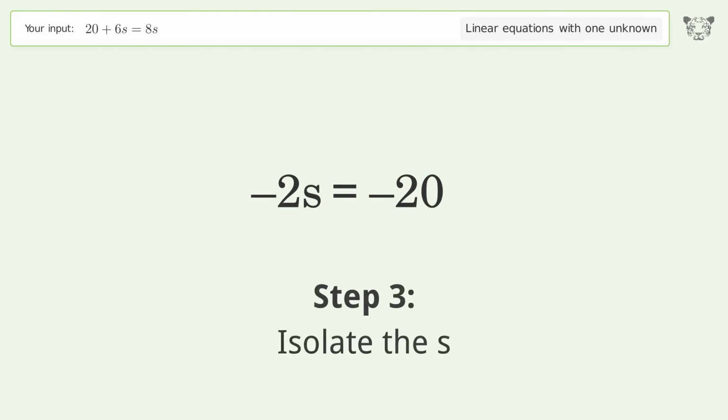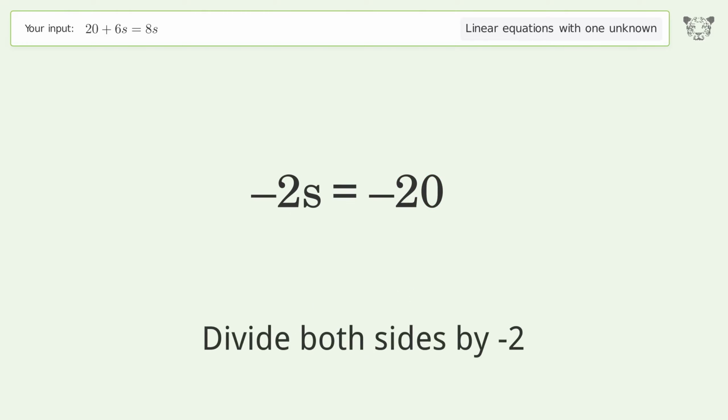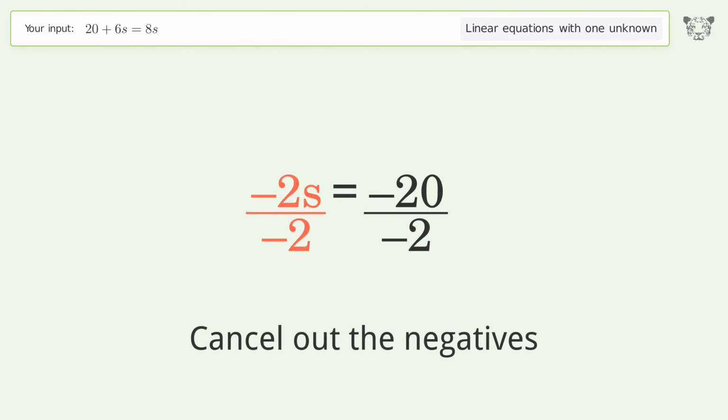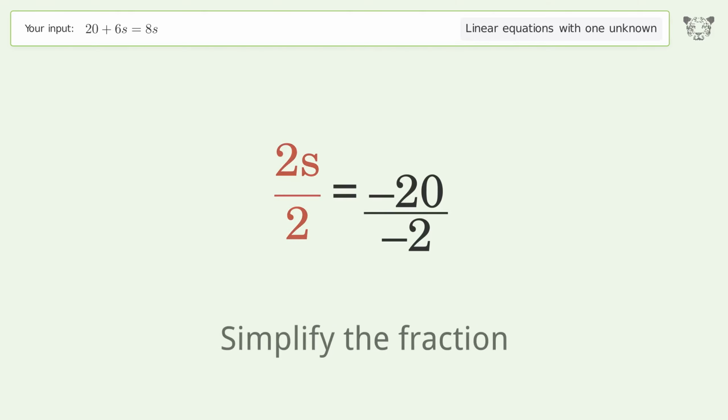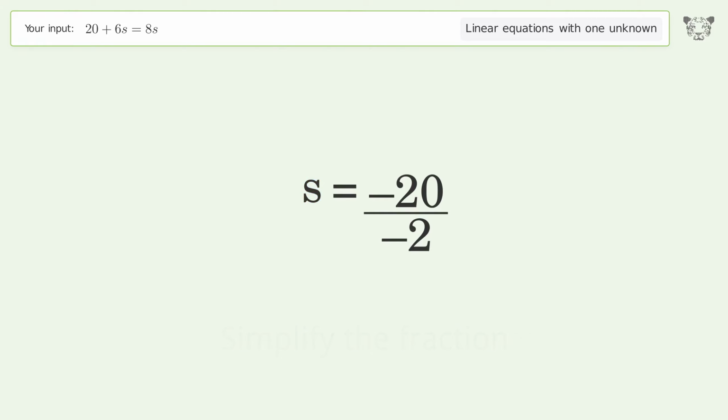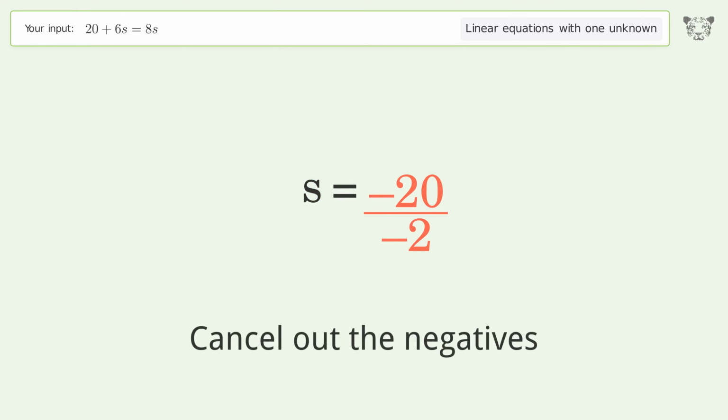Isolate the s. Divide both sides by -2. Cancel out the negatives. Simplify the fraction. Cancel out the negatives.